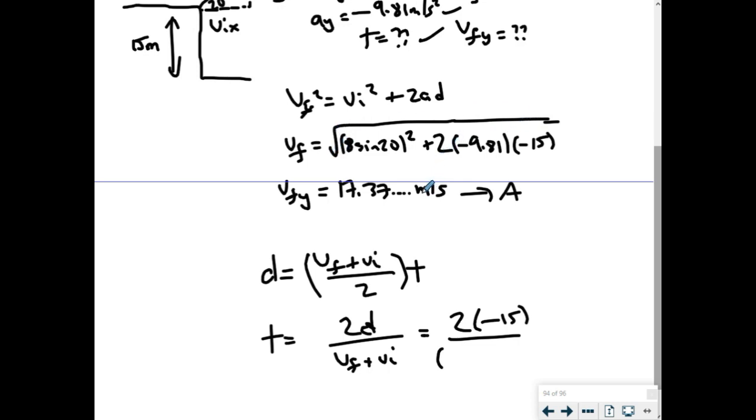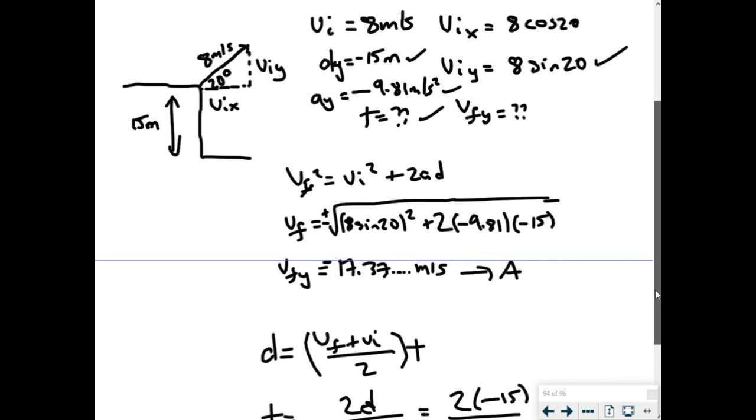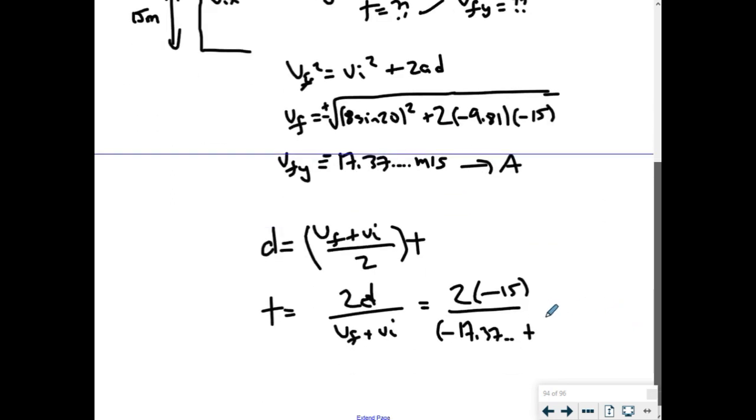There's always a positive and a negative to the square root. This is actually a negative, and the reason it's negative is that when it hits the ground, it's going to be going in the downwards direction. You always have to be careful of that whenever you use a square root: it could give you the positive or the negative. So my velocity final is actually negative 17.37, whereas my velocity initial was the 8 sine 20 number.